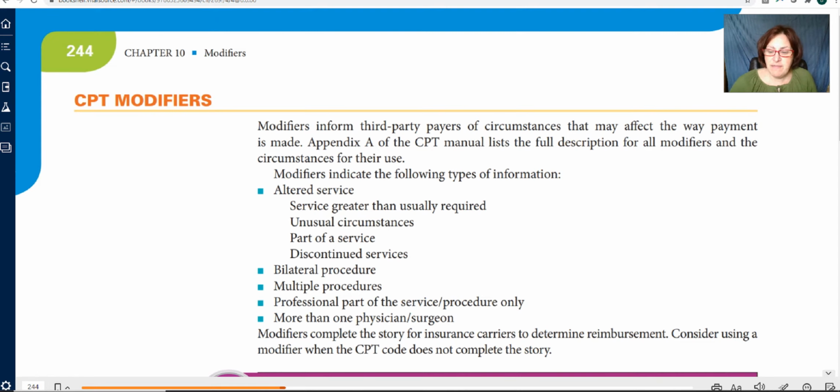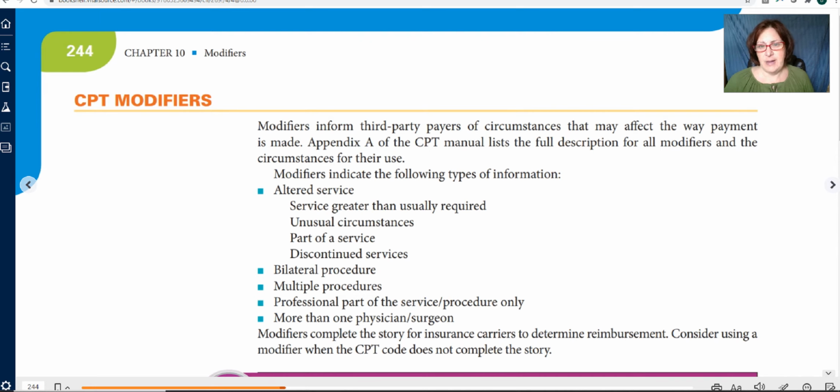And so the modifier needs to be added on when the circumstances call for it. Not every code needs a modifier. You need to recognize the circumstances. Well, how do you recognize the circumstances? Number one, you're going to watch all the videos here in my modifier series, which gets you familiar with the most commonly used ones. But then you're also going to look through the list of modifiers.